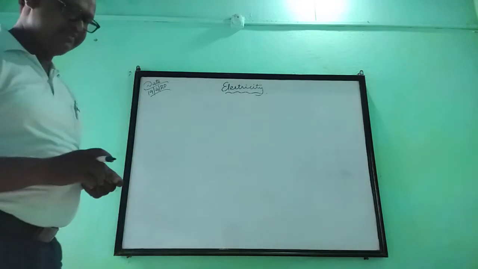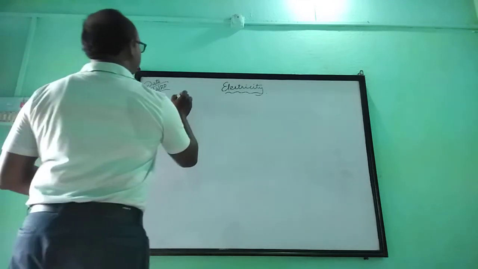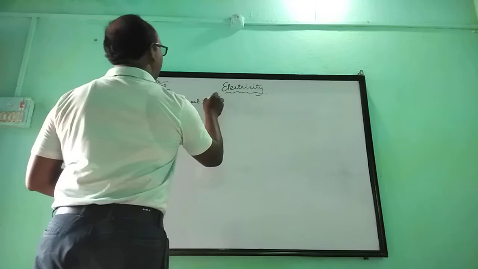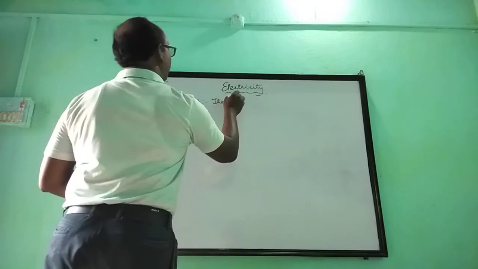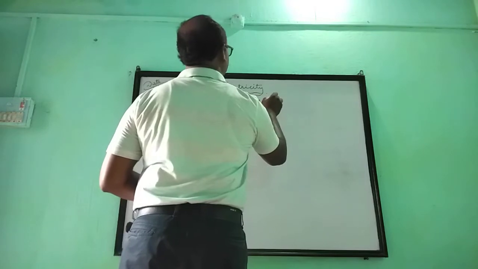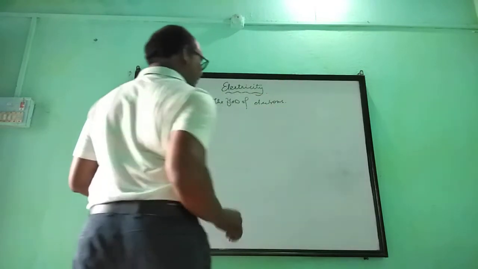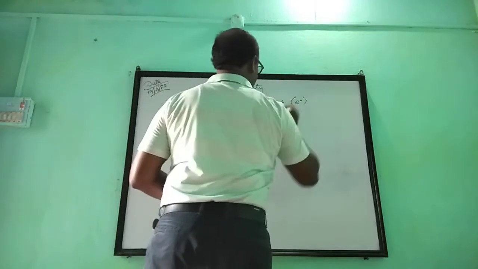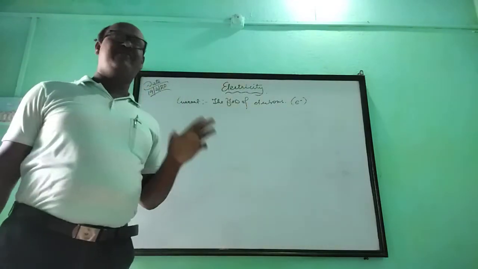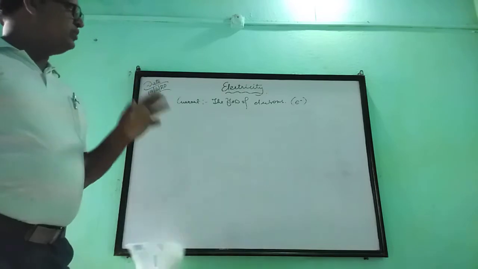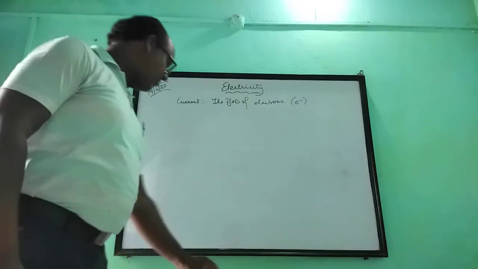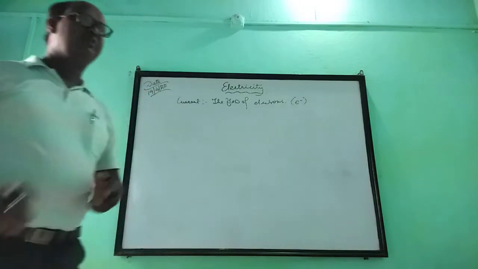And what is current? The current is the flow of electrons. That means to know what flow of electron is, we have to know about electrons. What is electron? The electron is a component of an atom.